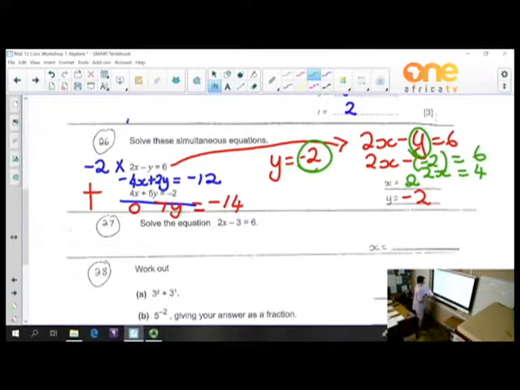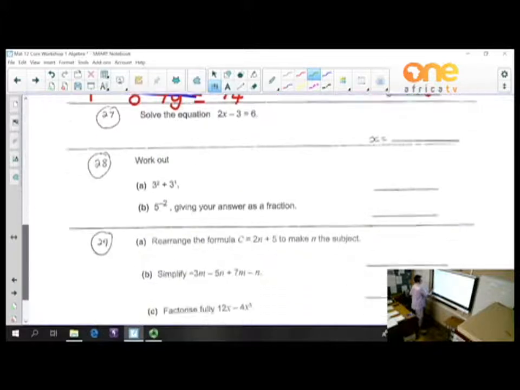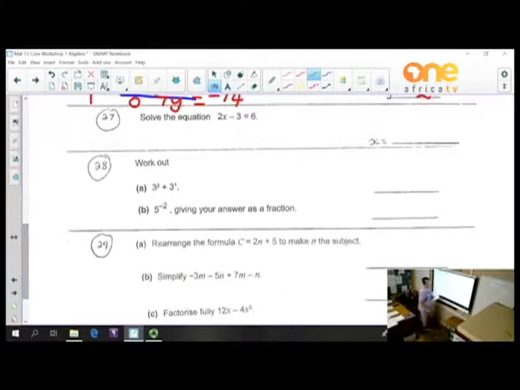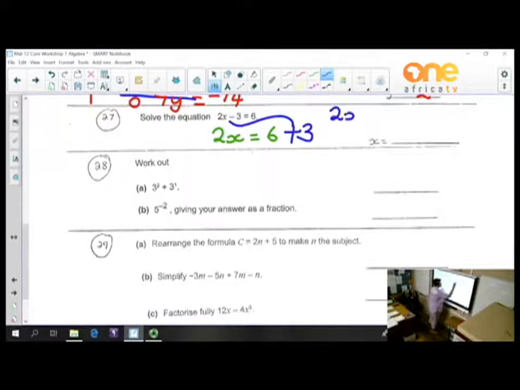Okay. Question 27. Solve the equation. Very easy one here. 2x is equal to 6. What do we do if we take it over? We change the sign. You change the sign. So now you have that 2x is equal to 9. I divide with a coefficient, and x is equal to 4.5.